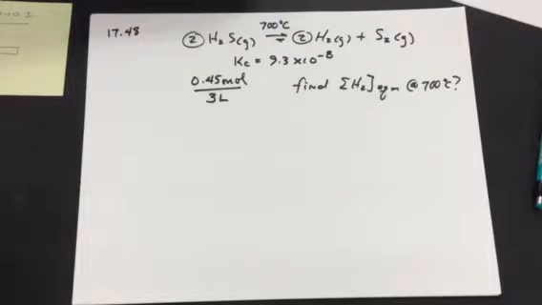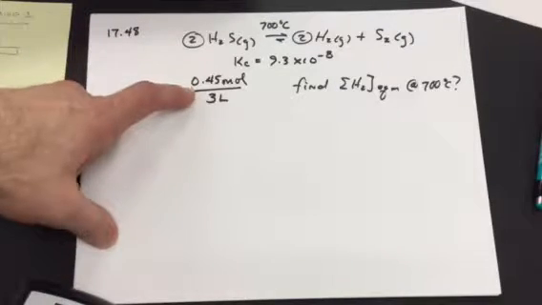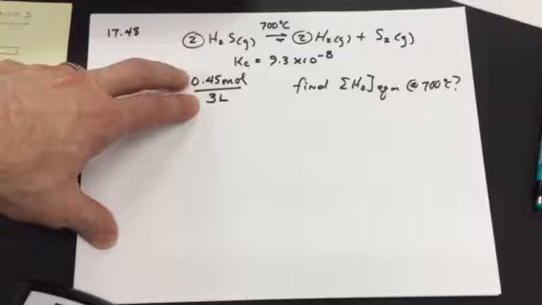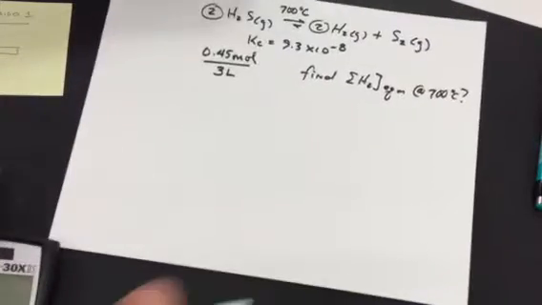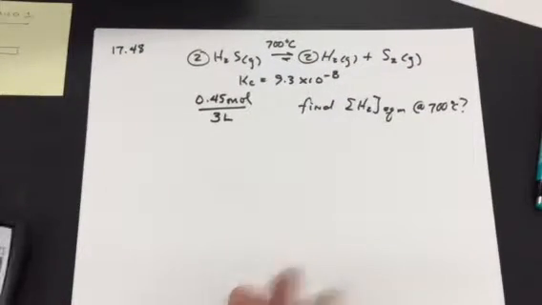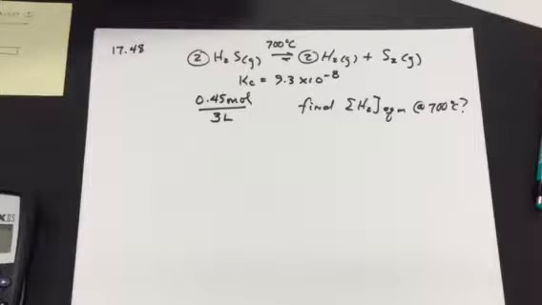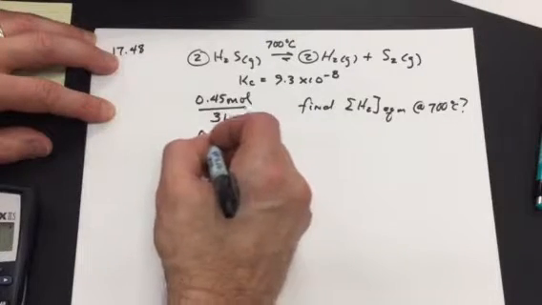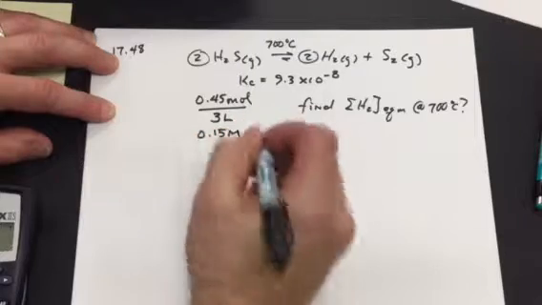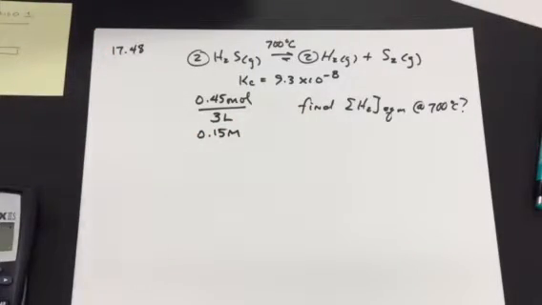First thing to note, you're given a quantity of moles per liter. Well, you might remember that if you take moles and divide by liters, you are going to get molarity, which is the measure of concentration, and fortunately we're given a Kc value. So if I divide 0.45 by 3, I get 0.15 molar. Okay, but we don't know the other two.